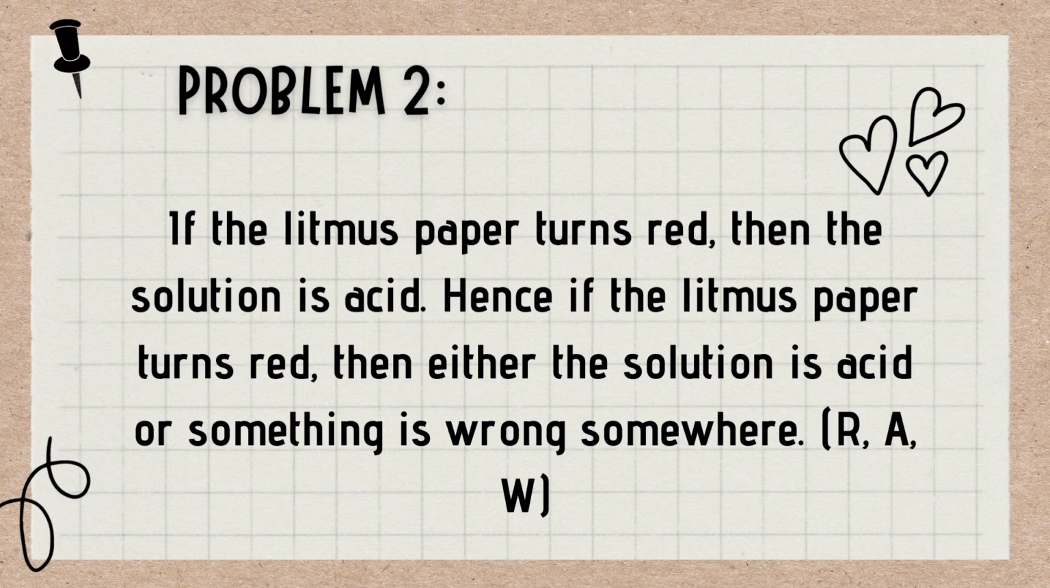So the second problem we have is, if the litmus paper turns red, then the solution is acid. Hence, if the litmus paper turns red, either the solution is acid or something is wrong somewhere. They have provided the variables R, A, W. We have three variables in it.